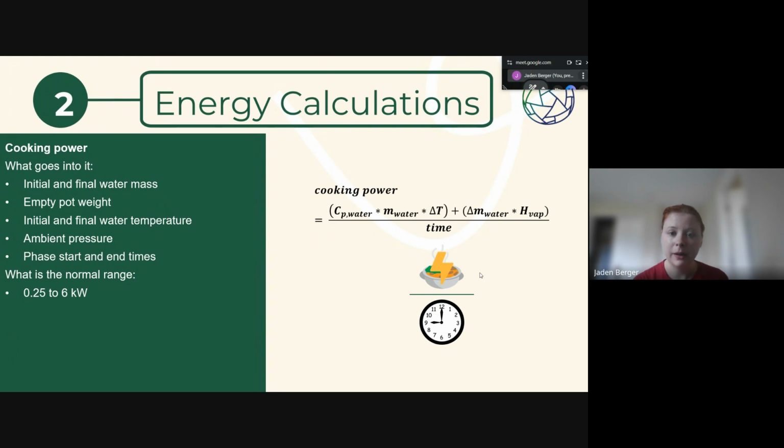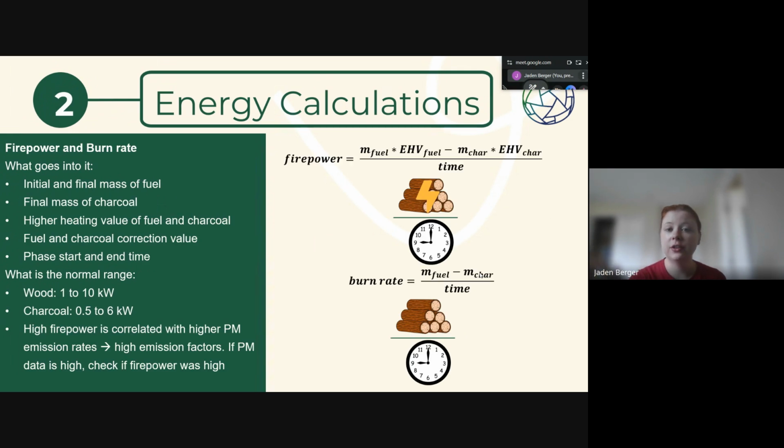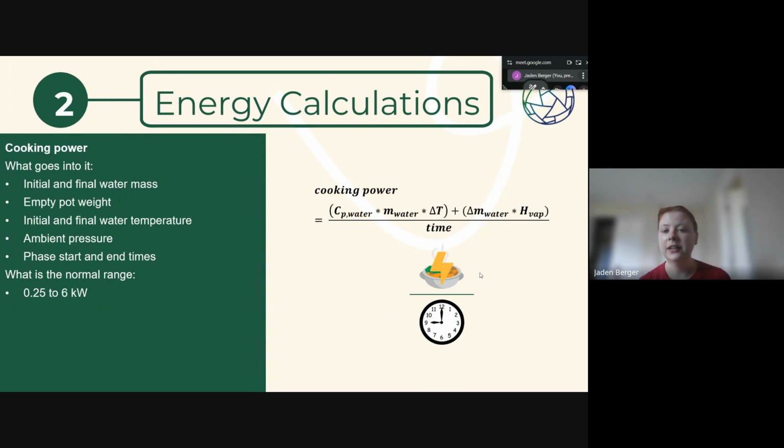Okay, so similar, we've got cooking power. Firepower is generally all of the calories we used over time, whereas cooking power is all of the energy the pot actually experienced over time. So if you have a low efficiency stove, you can have a really high firepower and a really low cooking power, which would mean that we had a really high energy fire, but only a small amount of that energy actually went to heating up someone's food.